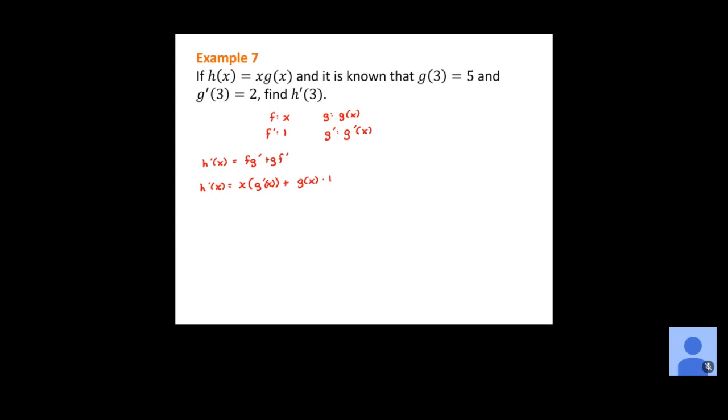Now we're almost there, because we're trying to find h prime of what? 3, right? So all I really have to do at this point, if I'm looking for h prime of 3, what are we going to do? Plug in 3, right? So everywhere I see an x, I'm going to substitute it with a 3. So we're going to have 3 times g prime of 3 plus g of 3, and then times 1, right? We don't really need that anymore.